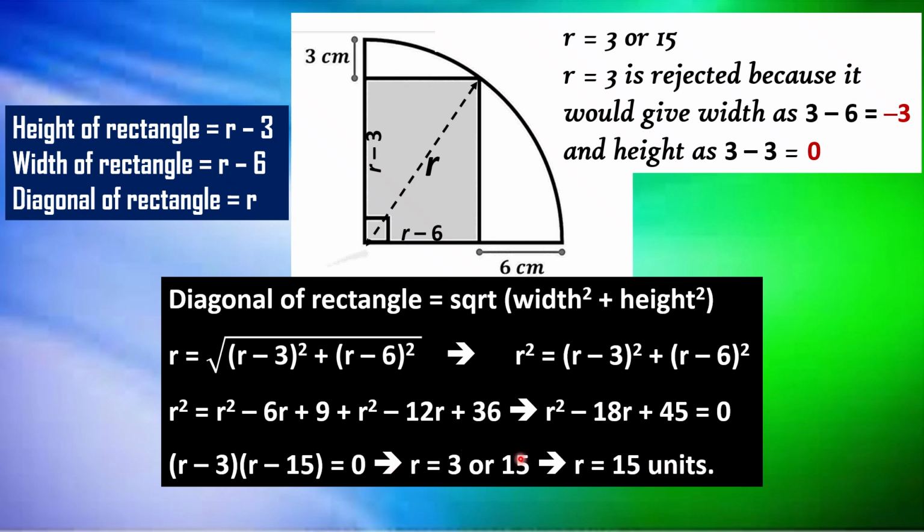So r equal to 15. So the required value of the radius is 15 units. We got r equal to 3 or 15. R equal to 3 is rejected because radius is greater than 6. So r equal to 15. So the required radius is 15 units. So 15 is the required radius of the quadrant.